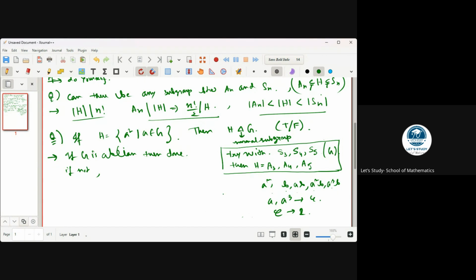So if you square, what will you take as H? If you consider H, all of these become identity after 2 operations, and these become a squared, and this will also be a squared, and this will be identity. So identity, comma, a squared, this will be of order 2, and again this will be a normal subgroup. Is it normal, identity comma a squared?